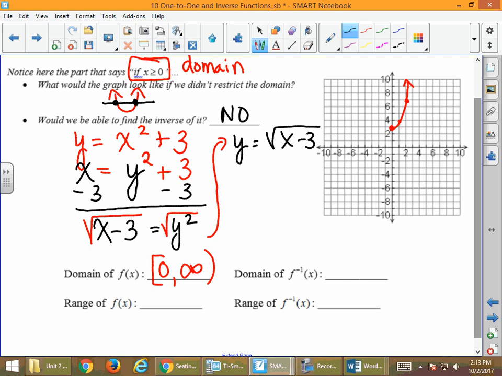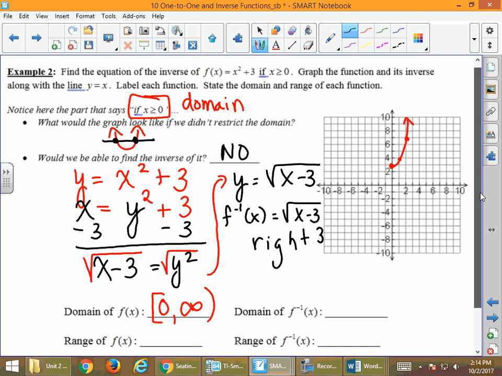And if we write that with inverse notation, then this is going to be f to the negative 1 of x equals the square root of x minus 3. Our parent function would be the square root of x. And then we're subtracting 3, which means that we're going to go right 3.